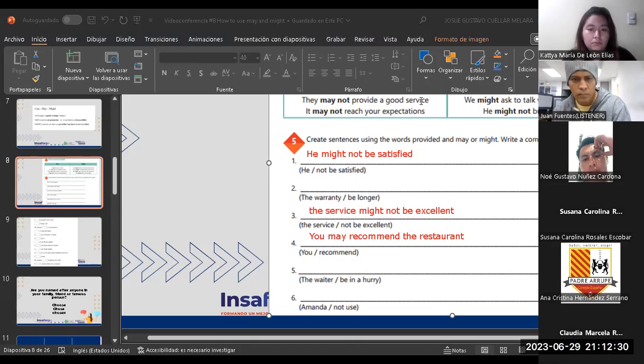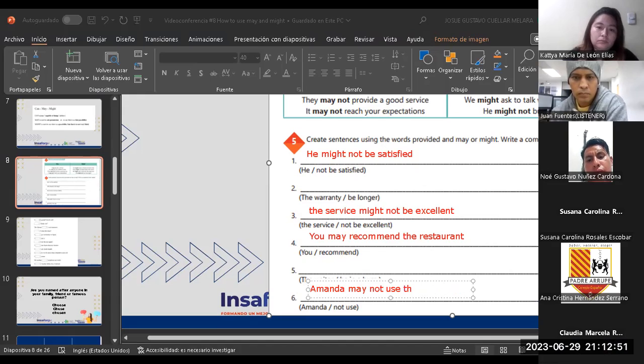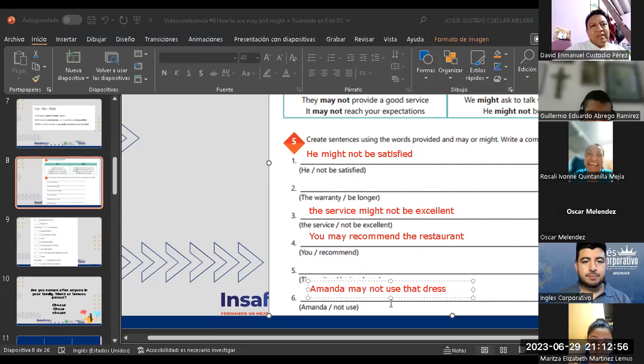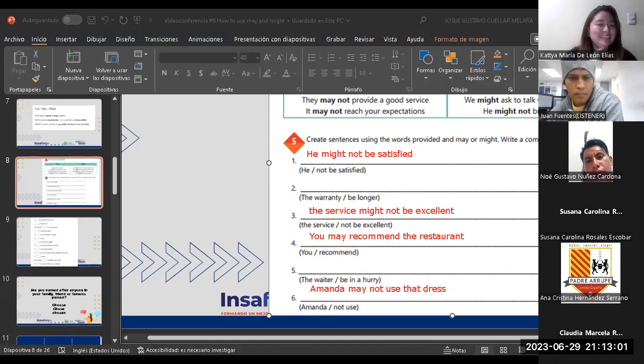Number six. Please. Amanda might not use. Vamos a escribir algo más. Amanda, okay, may not use. Maybe we can have public dress. Oh, the dress. That dress. Que le queda feo. Yeah. Okay, yeah. That's very acceptable. Okay, what about Alejandra? Are you there? 2 or 5?